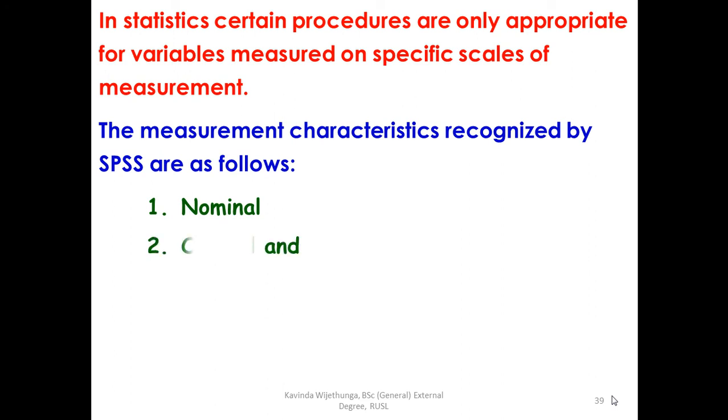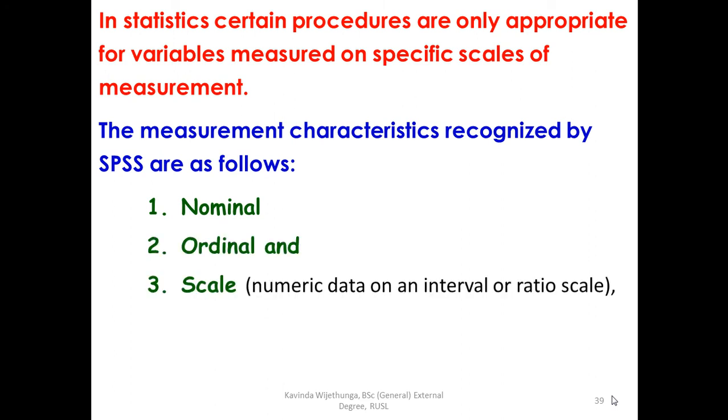There are 4 scales: nominal, ordinal, interval and ratio. But in SPSS, the interval and ratio scales are taken into one scale, which is called scale. I think you have an idea about these scales because you did those things in introduction to statistics in the first semester. So we need to set these scales in SPSS, right?